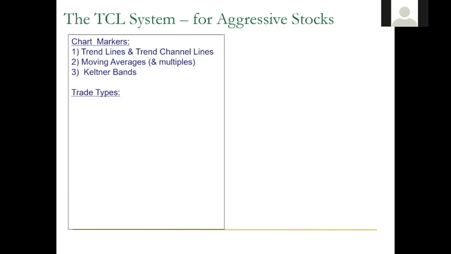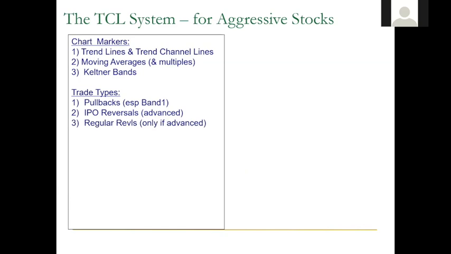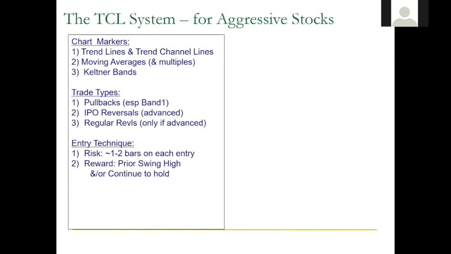So 3 types of trades typically. Pullbacks, that's what we focus on. That's our presentation for today. As you get more advanced and you get good at this, you can do reversals on IPOs, and then finally regular reversals. I usually say you do it only if you're advanced. Once you've nailed pullbacks and you know how to trade pullbacks properly, then you can move on to reversals, but not beforehand. The entry technique, I have a separate slide on the entry technique, so I'm going to skip over this for now.